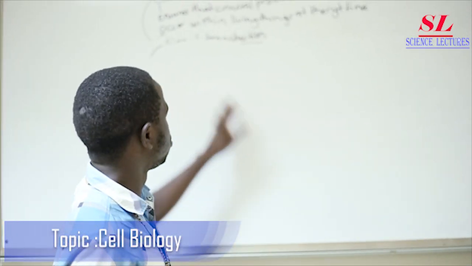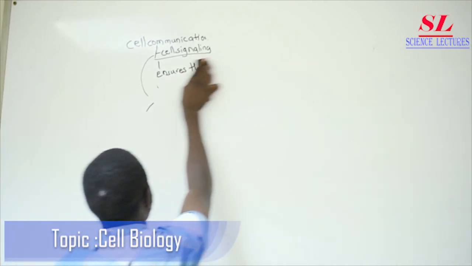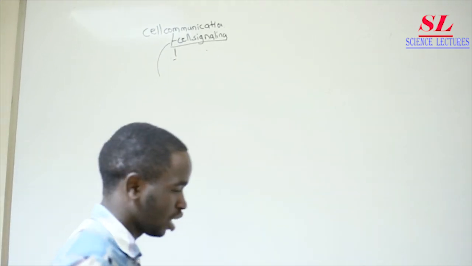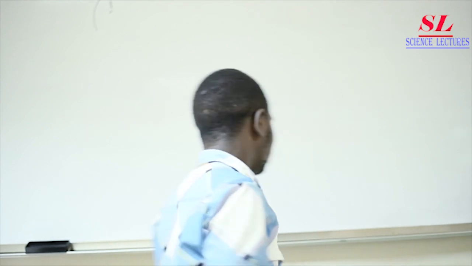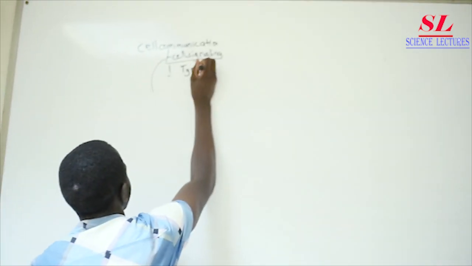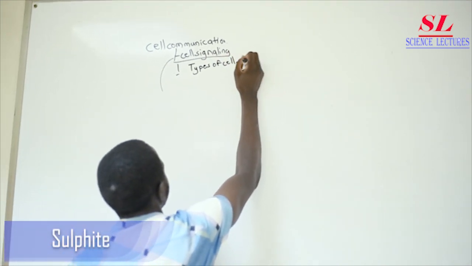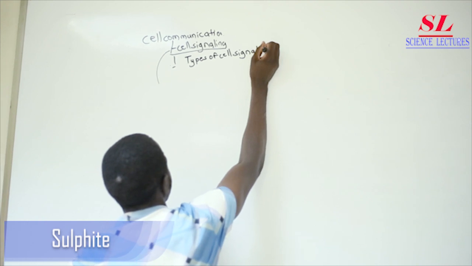protein synthesis or other things as we shall be discussing later. After having understood the signal transduction pathway, I want us now to look at the various types of cell signaling. So next we are going to look at the types of cell signaling.